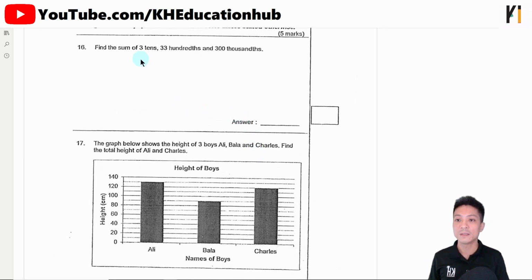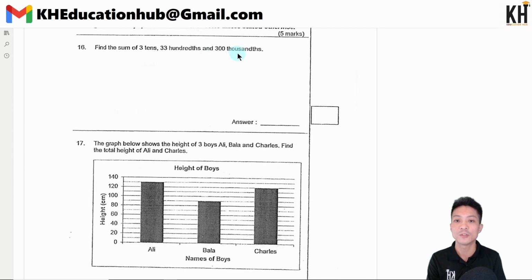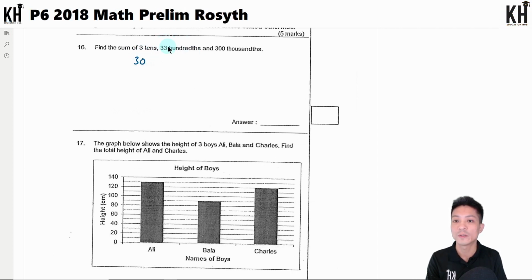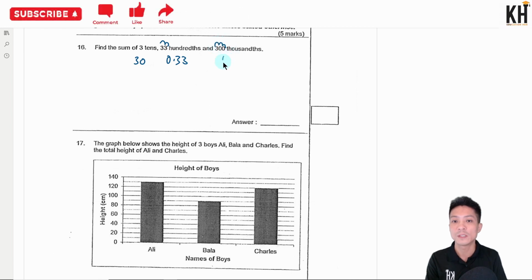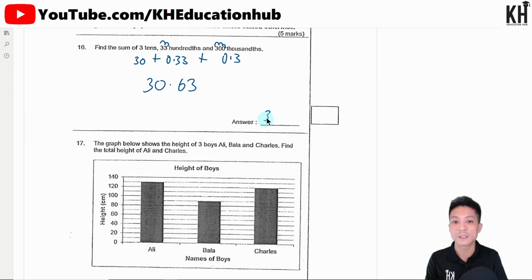Question 16. Find the sum of 3 tens, 33 hundreds, and 300 thousands. So the safest way is to write down the number below. 3 tens will be 30. 33 tens, if you divide it by 100, will be 0.33. Thousands will be 1, 2, 3. This is 0.3. So just add them together, you'll get 30.63. The answer is 30.63.